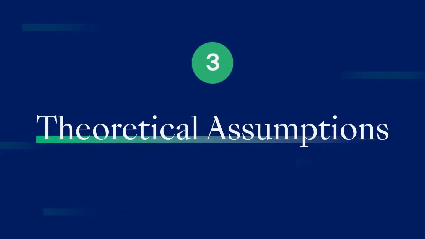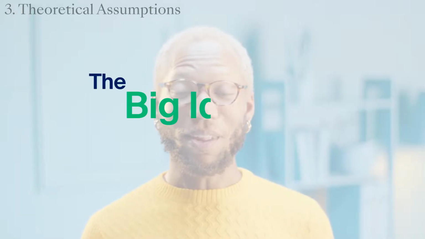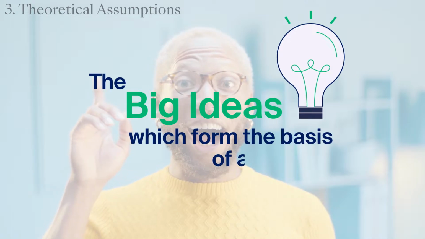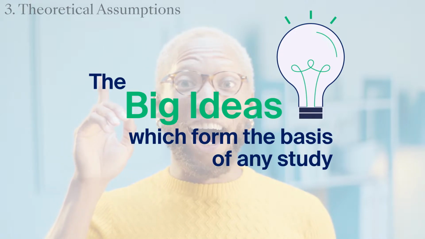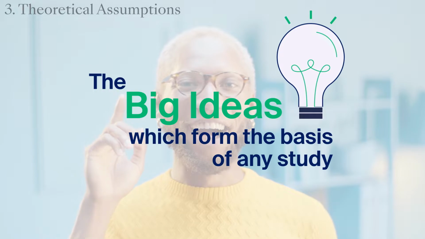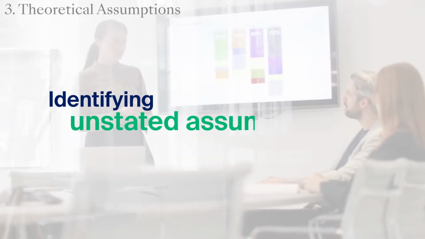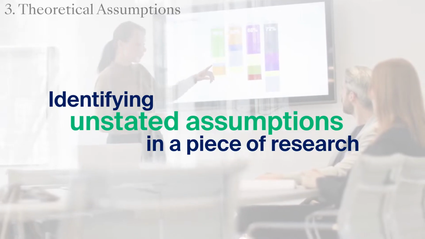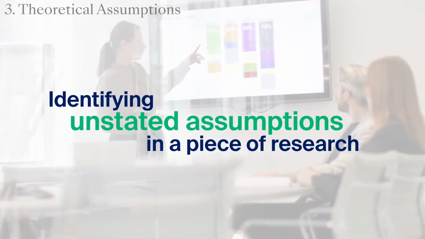Step 3. Theoretical assumptions. When conducting your literature review, try to identify the theoretical assumptions behind the research. These are the big ideas which form the basis of any study. In research, assumptions can lead to confirmation bias, where the researchers overlook results which didn't match their initial expectations. So, identifying unstated assumptions in a piece of research is vital to critical analysis.